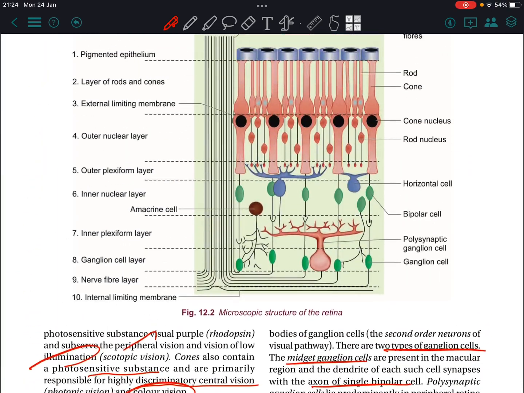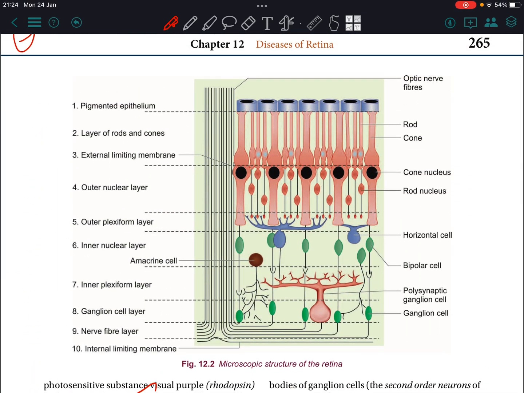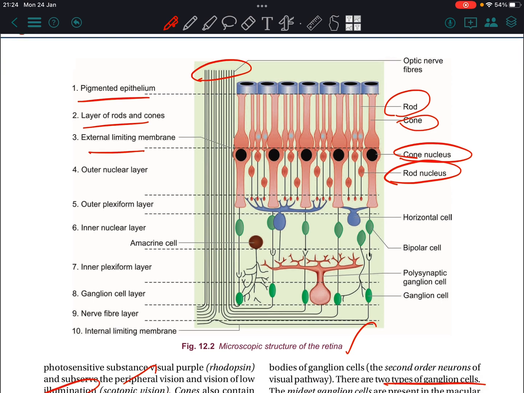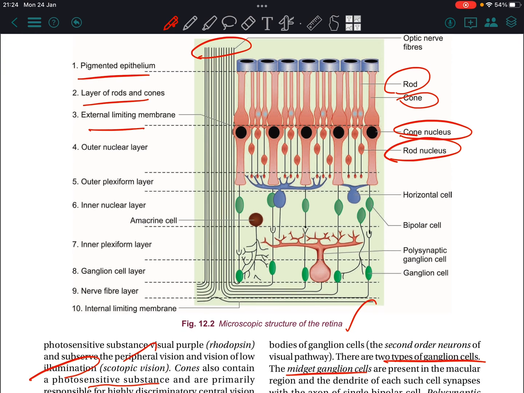Structure of fovea centralis, we'll see. And this is a microscopic structure of retina. This one is rod, this one is cone, optic nerve fibers, pigment epithelial layer, layer of rods and cones, external limiting layer, cone nucleus, rod nucleus. Rod is for scotopic vision, cone is for color vision.